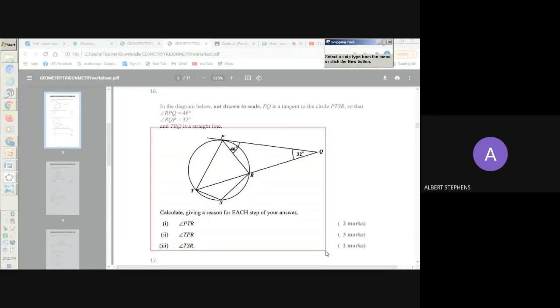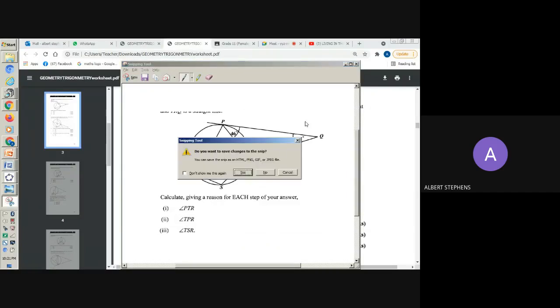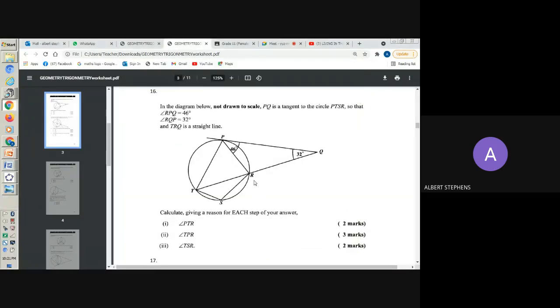Oh, by the way, please don't go in an exam and say, "Them two look the same," or "This looks like 190." No, don't do that. Don't go in the exam and say, "Sir, it looks funny." No, it's not drawn to scale. So don't do that.